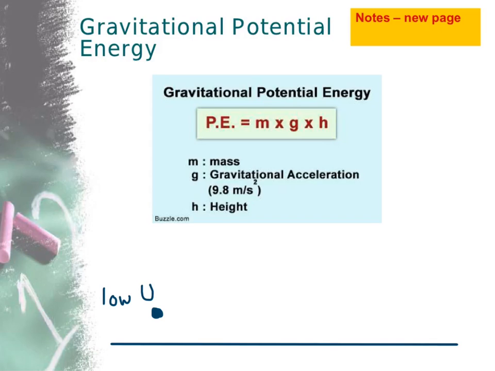So, if we have two objects, and one of the objects is higher than the other, then we know that the one on the left has lower gravitational potential energy than the one on the right. Now, when you start to talk about things as big as planets, we have to change this gravitational potential energy formula.